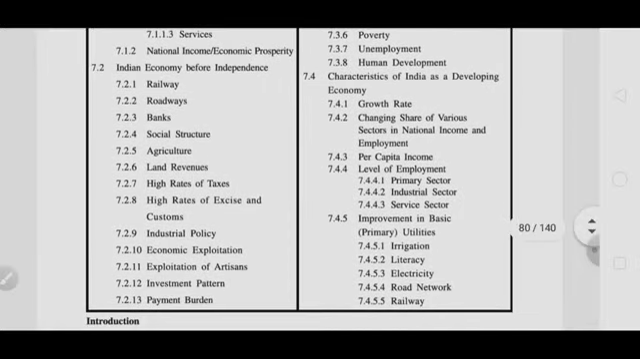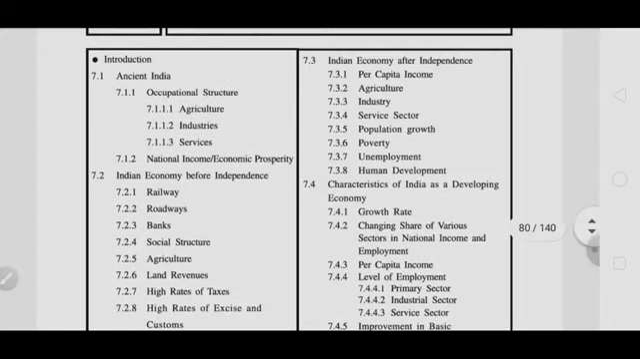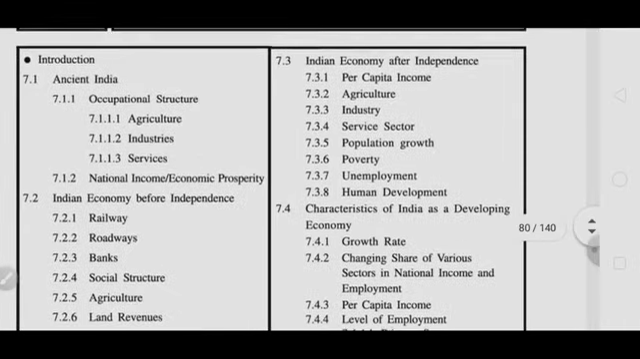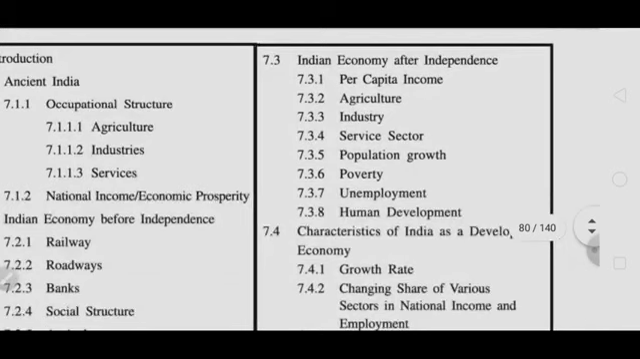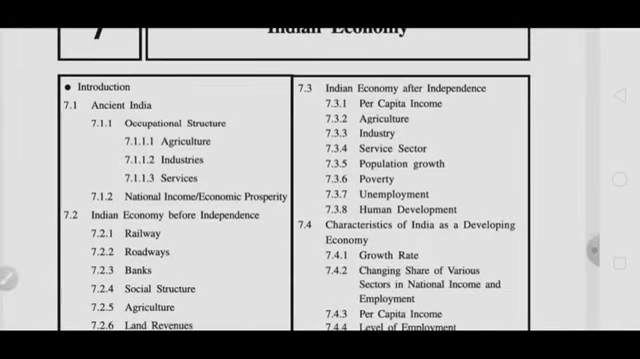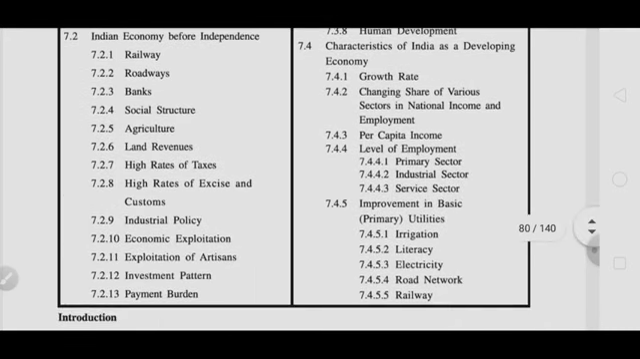It means during the British rule, the condition and position of all this, that is railways, roadways, banks, social structure, agriculture and everything. Then in the third point we are going to discuss the Indian economy after independence, in which we are going to discuss all the aspects, that is per capita income, agriculture, industry, service sector, population, poverty, unemployment and human development.